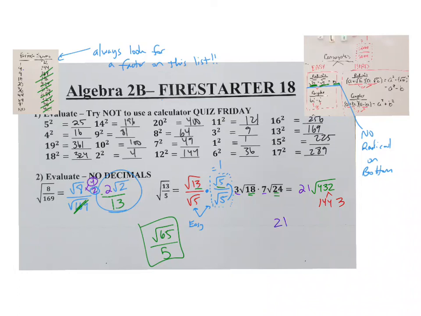So I have the 21. Now, 144 gets to leave jail, but he turns into 12. Remember, he's got to change. He's perfect, but he changes. 3 stays in jail forever. So to finish it, I do 21 times 12, 252. That's it.